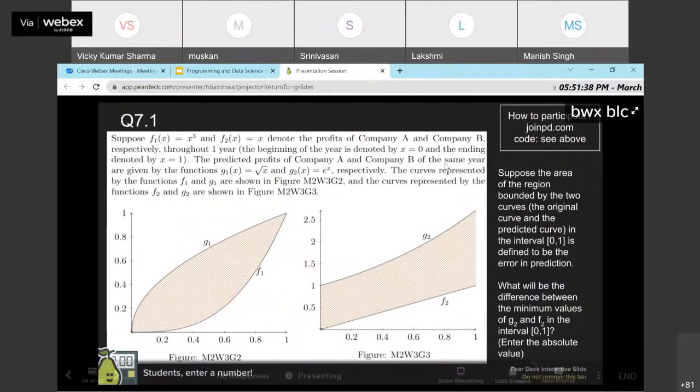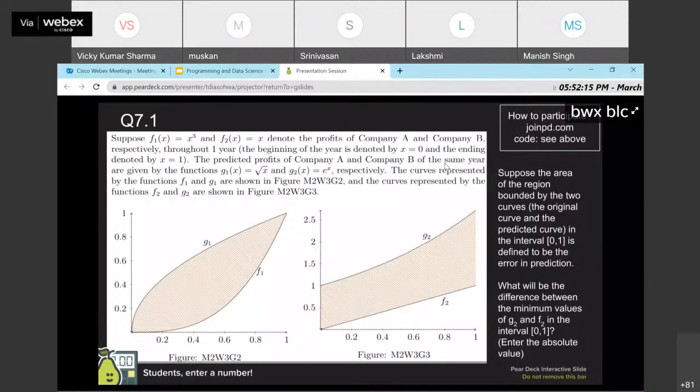So now, I'm not going to read this question. It's better you read it. Here you have been given 2 figures, the figure on the left hand side and the right hand side. And the enclosed area basically indicates the error in prediction. And you have been given functions f1, f2, g1, g2, and the function expressions are also given here in this comprehension question.